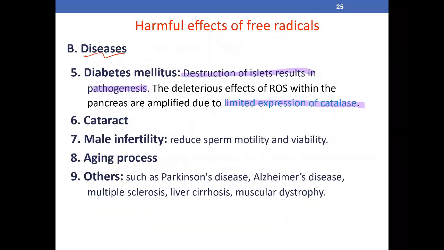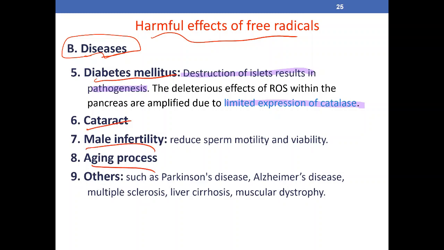Again, there are specific diseases that occur when free radicals are formed. These include diabetes, cataracts, male infertility, aging, and others. You don't need to know specifically how any of this happens. You don't need to know how literally any of this happens. It doesn't matter. All you need to remember is that diseases occur because of free radicals.